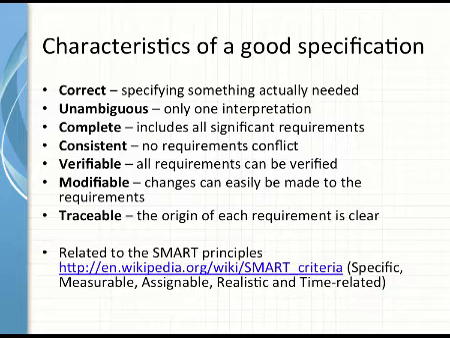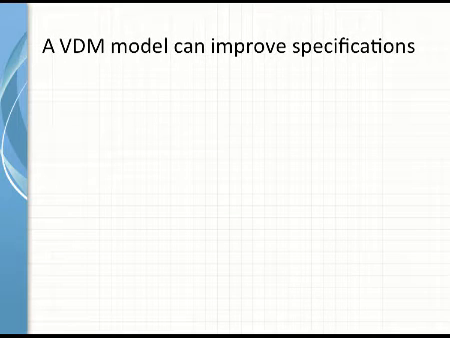The main characteristics of a good specification are listed here. Important characteristics include correctness, unambiguity, completeness, consistency, verifiability, modifiability, and traceability. Formal notations such as VDM can assist in achieving some of these characteristics. These characteristics are fully aligned with the SMART principle also used in industry.